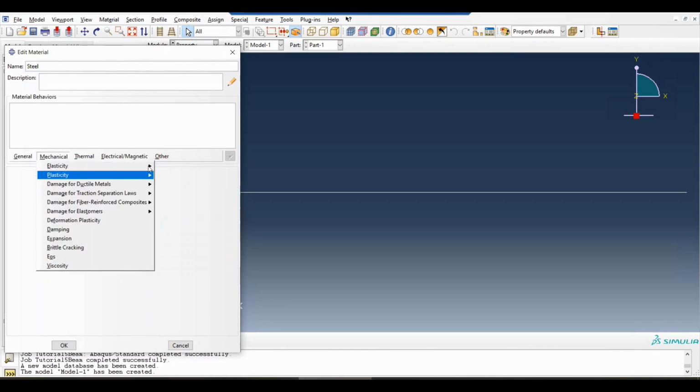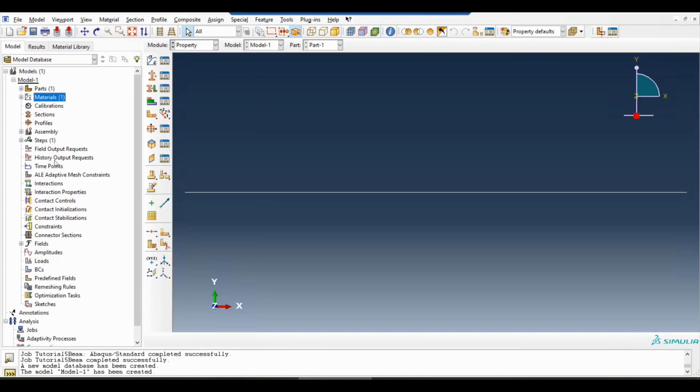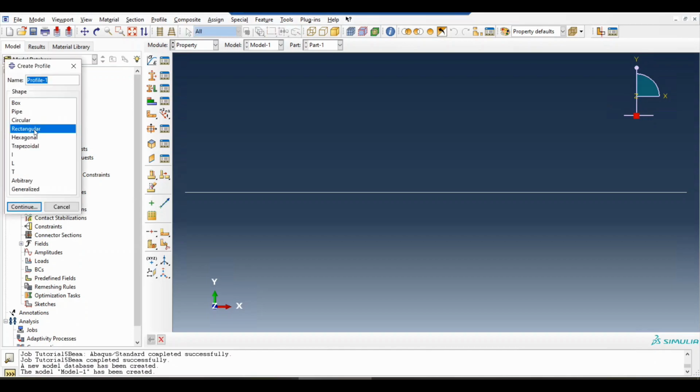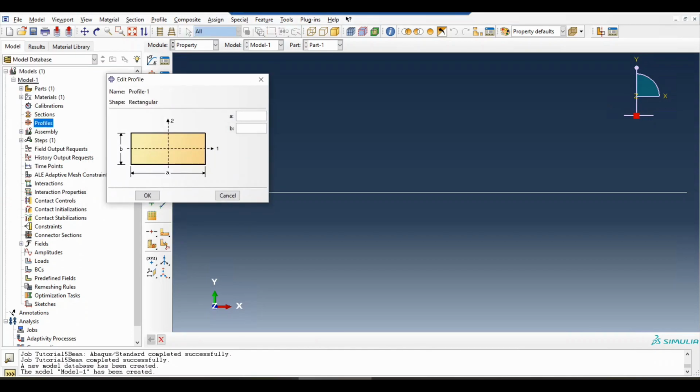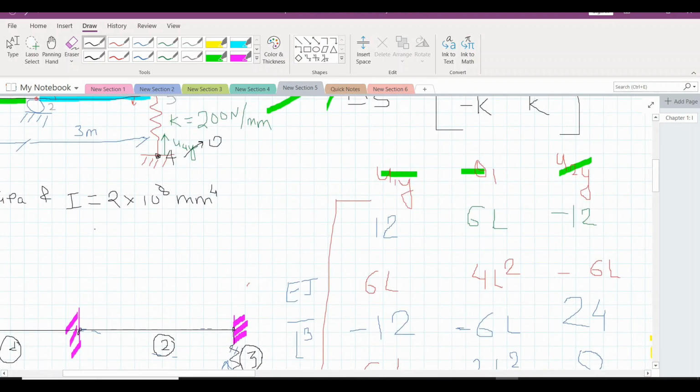which has elastic property with Young's modulus 210,000. We can assume Poisson's ratio to be 0.3. Then we have to make our profile. We can make a rectangular profile here. Since we are given moment of inertia as 2 into 10 to the power 8 millimeter to the power 4, we have to find a dimension for which our moment of inertia will be equal to this. So we all know the equation for moment of inertia is b d cube by 12 if we have a rectangular section with depth d and width b.